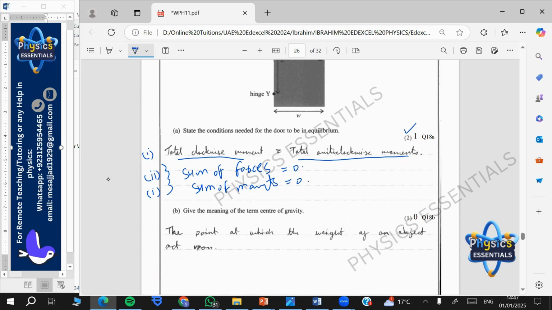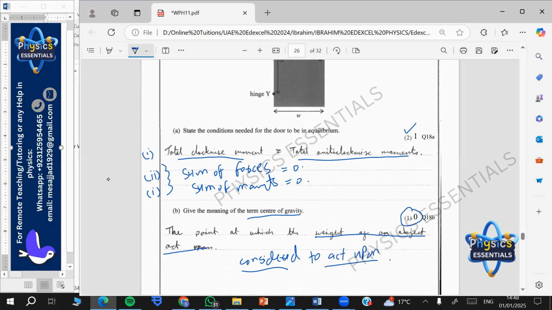Give the meaning of the term center of gravity. Again, a very silly mistake. The point at which the weight of the object is considered to act, not acts. Considered to act. This is very important. This is the keyword. Considered to act.